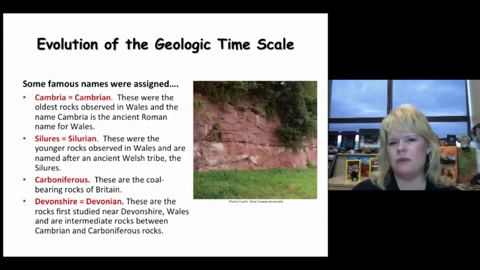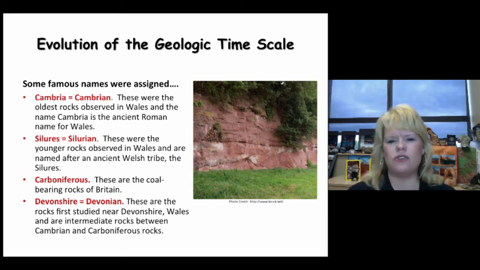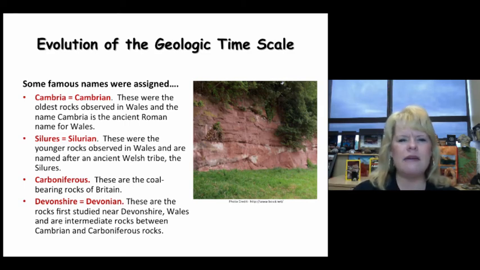So some famous names got assigned in the development of these first maps of Europe. Cambria represented the oldest rocks of Cambrian age that were observed and mapped in Wales.